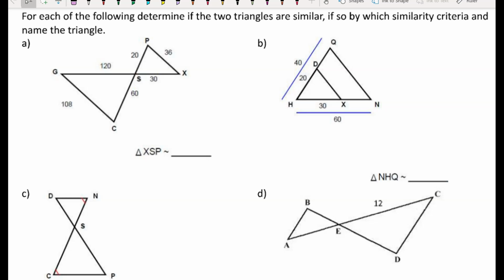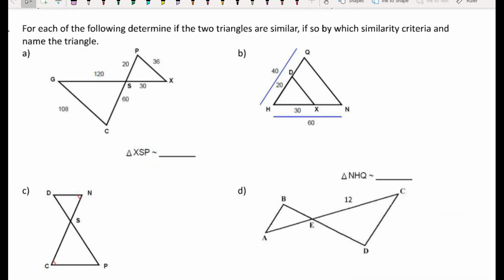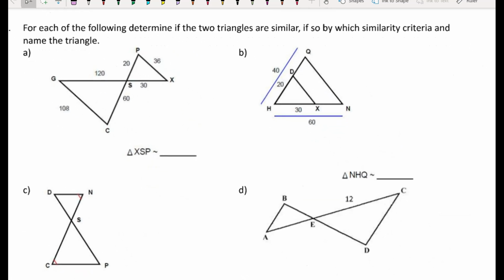In this video, I'm going to go through the review for the similar triangles unit. So starting with number 1, part A. Each of these says, for each of the following, determine if the two triangles are similar. If so, by which similarity criteria?